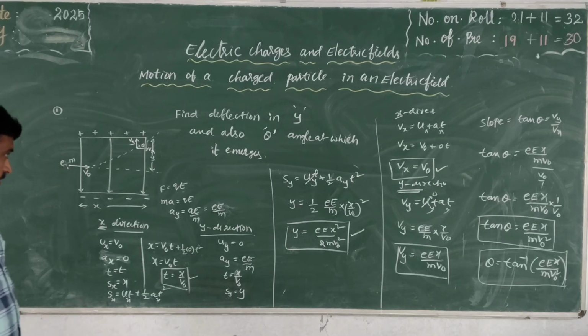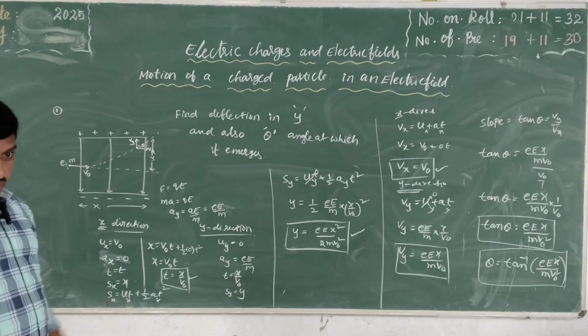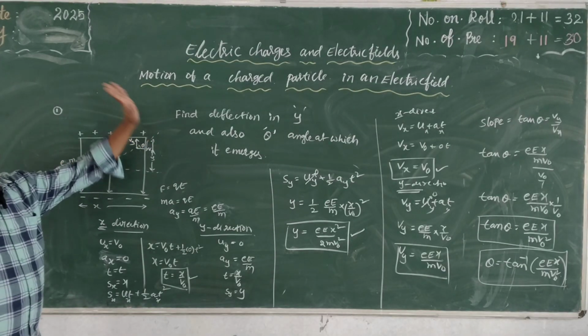See again once, it is the uniform electric field, and a charged particle is moving in this uniform electric field. Force is acting downwards, and because of this negative charge it will be deflected towards the positive charge.